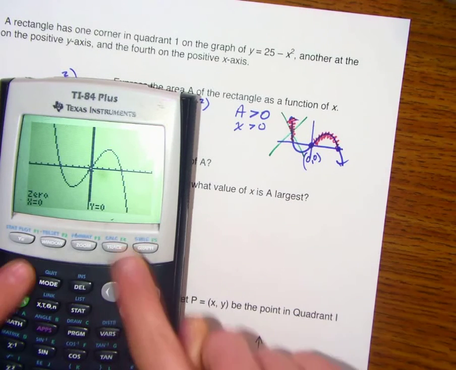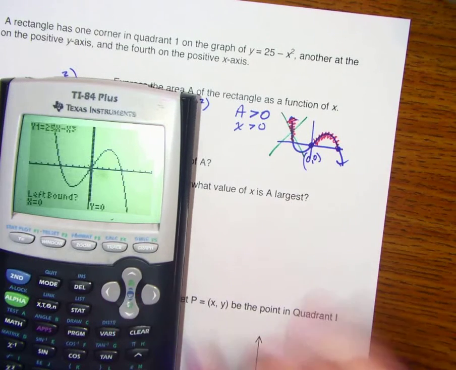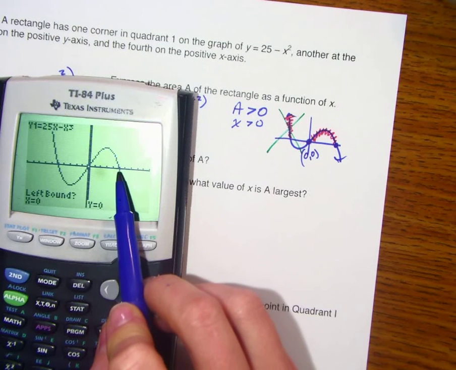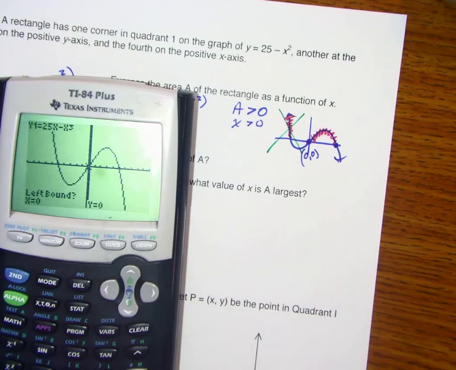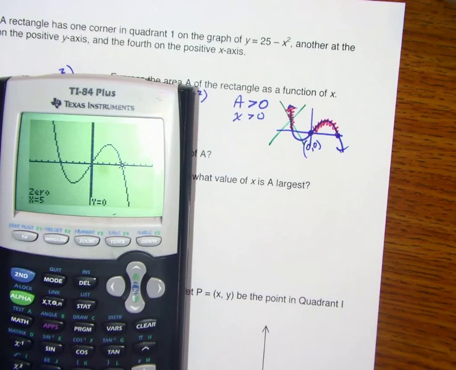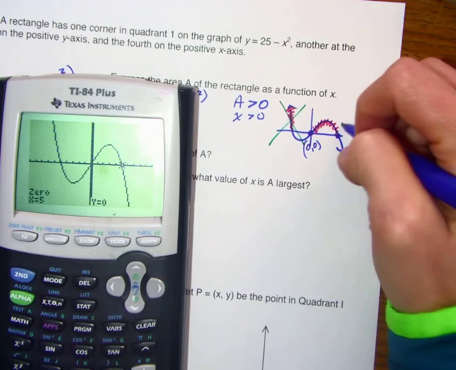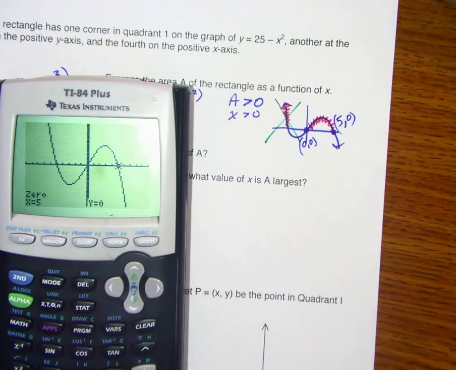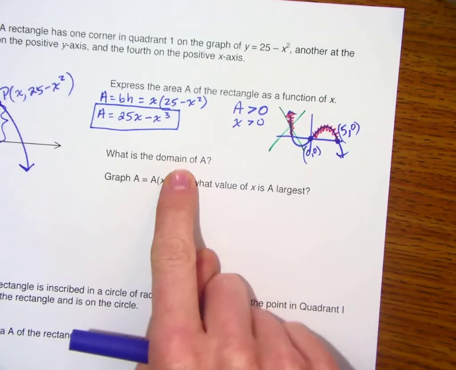So second trace 0. Now if I count, I have 1, 2, 3, 4, 5. So this is really close to 5. So I'm going to make my left bound 4 and my right bound 6 because I know 5 is in between 4 and 6. So left bound 4, right bound 6, and my guess is it's close to 5, and it's exactly 5. So this is 5, comma 0. Good so far? Yeah.